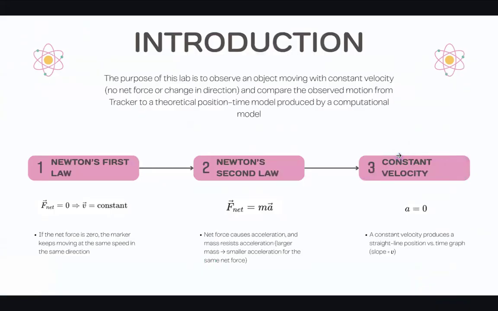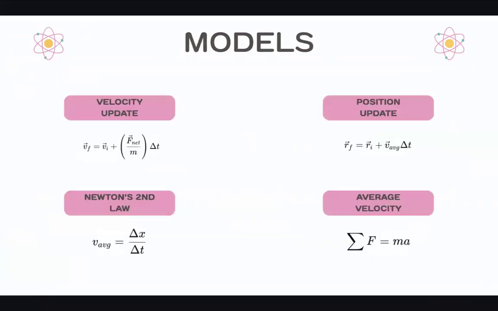The main idea is that if the net force is zero, an object keeps moving at the same speed in the same direction, which is Newton's first law, and then Newton's second law connects the force to motion. If there's a net force, there's acceleration. So for constant velocity, acceleration should be zero, meaning the net force should be approximately zero as well. Because of that, we expect the position versus time graph to be a straight line, and the slope of that line represents the velocity. So the goal of this lab is to observe that motion and compare a theoretical constant velocity model to a real measured motion.